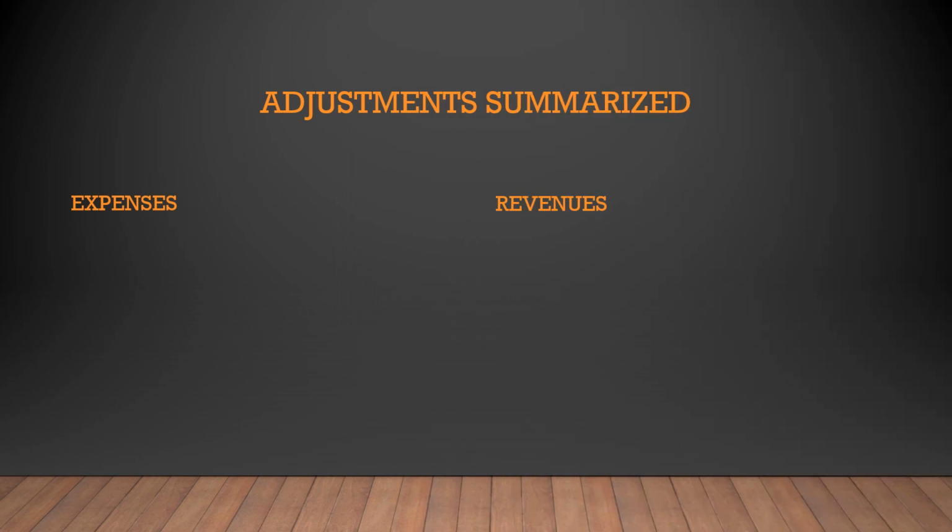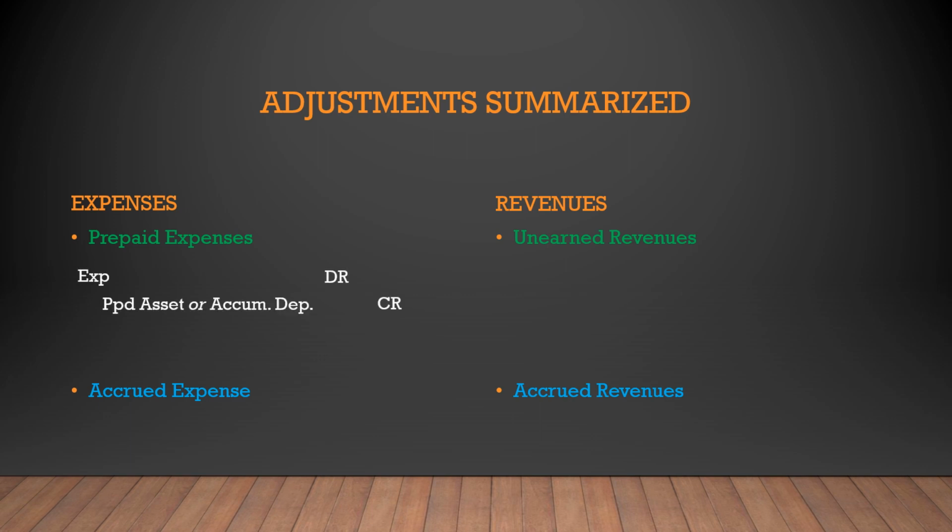Remember our four types of adjusting entries: prepaid expenses, accrued expenses, unearned revenues, and accrued revenues. If you're unfamiliar with these types of adjustments, feel free to watch my previous video on the subject. I'll provide a quick review here. With prepaid expense adjustments, we're expensing a portion of our own asset that we've consumed. Consequently, we'll debit an expense and credit an asset. In the case of depreciation, we credit accumulated depreciation, a contra asset account.